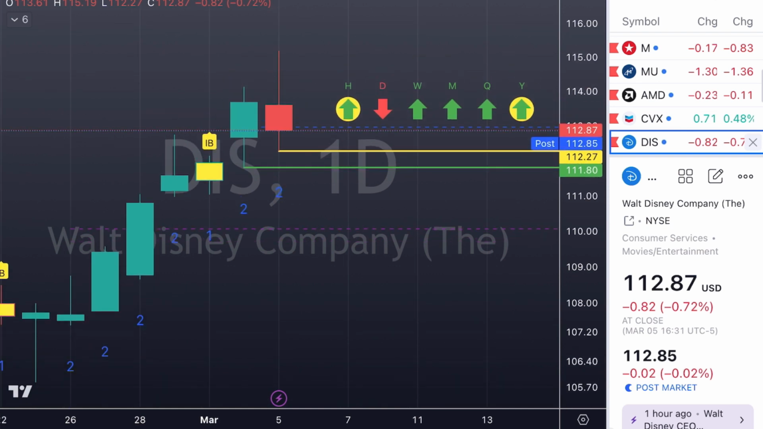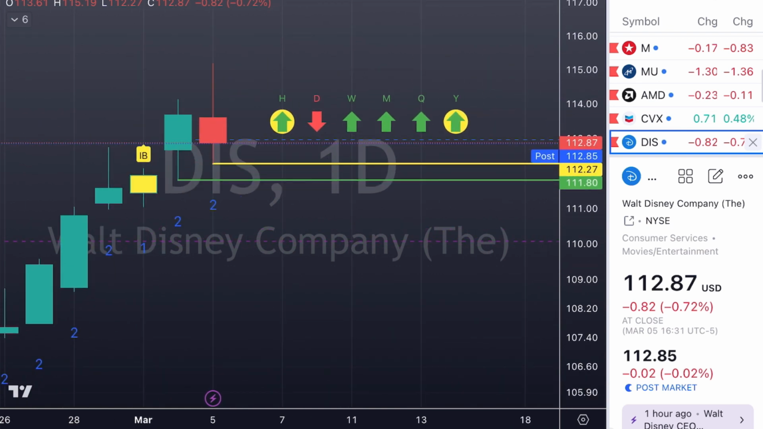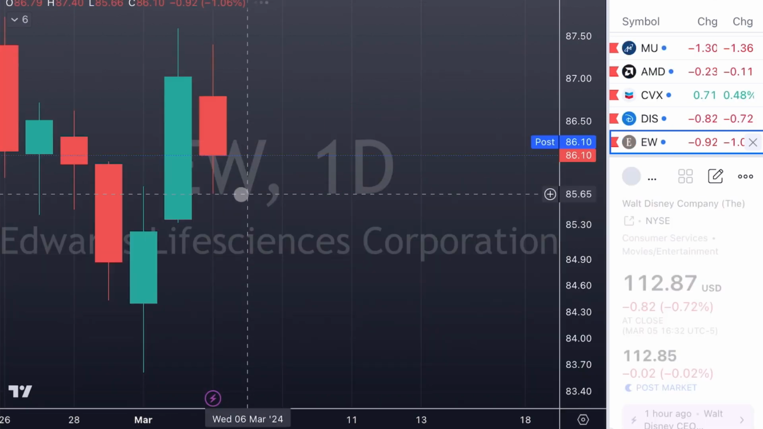CVX, we go to Disney. This is the opposite. So again, we have time frame continuity on the higher end, the bigger time frames. This still could trend down. We have a 2 up, finish red. The sellers brought it back. So we can look for puts here, 112.27. That's our first target. You should be taking profit there.